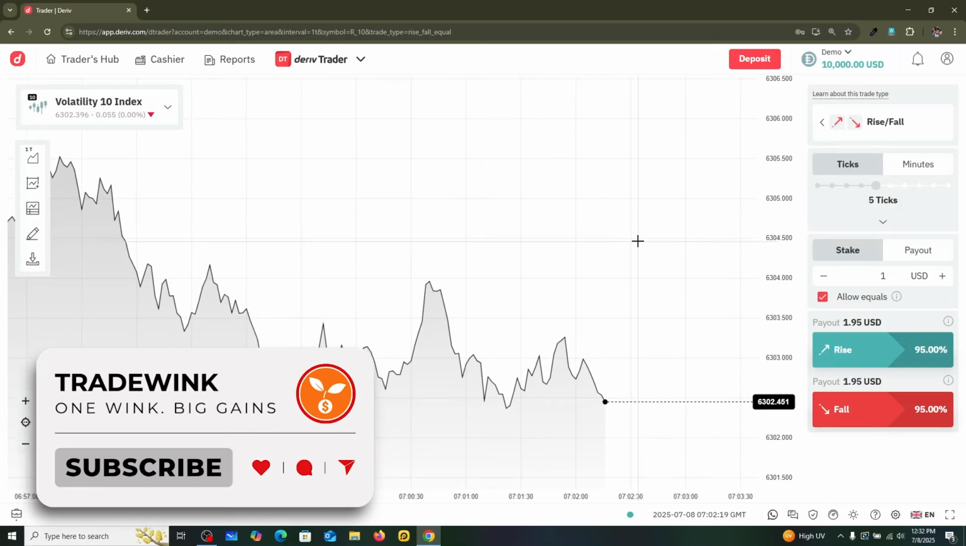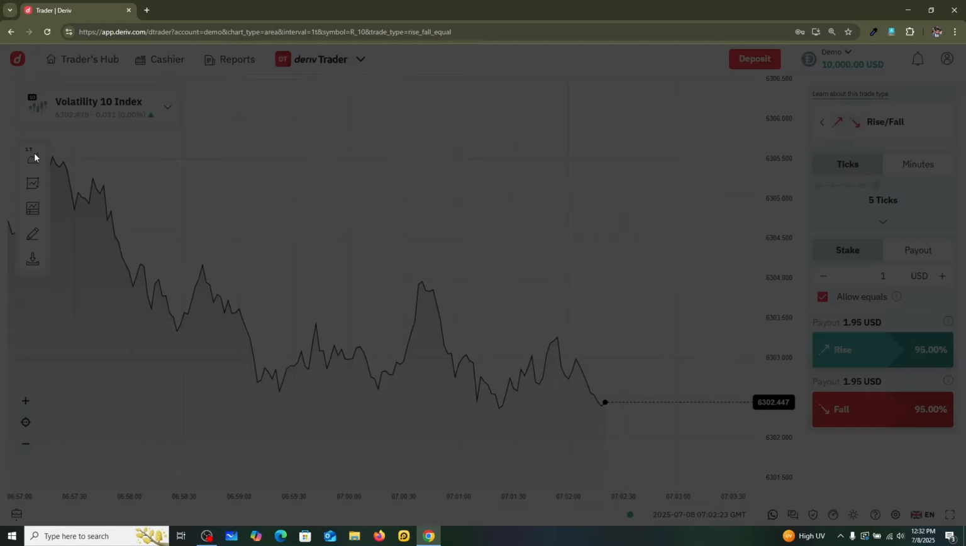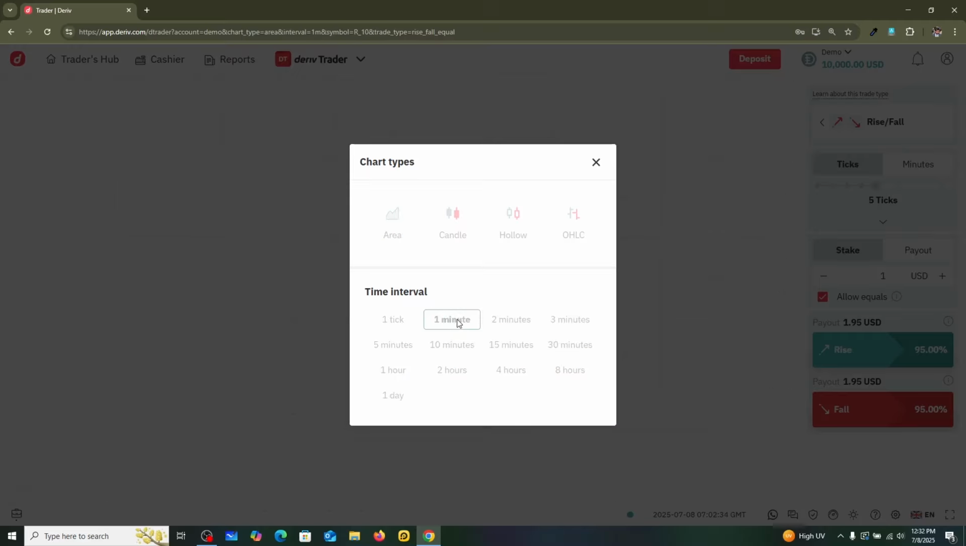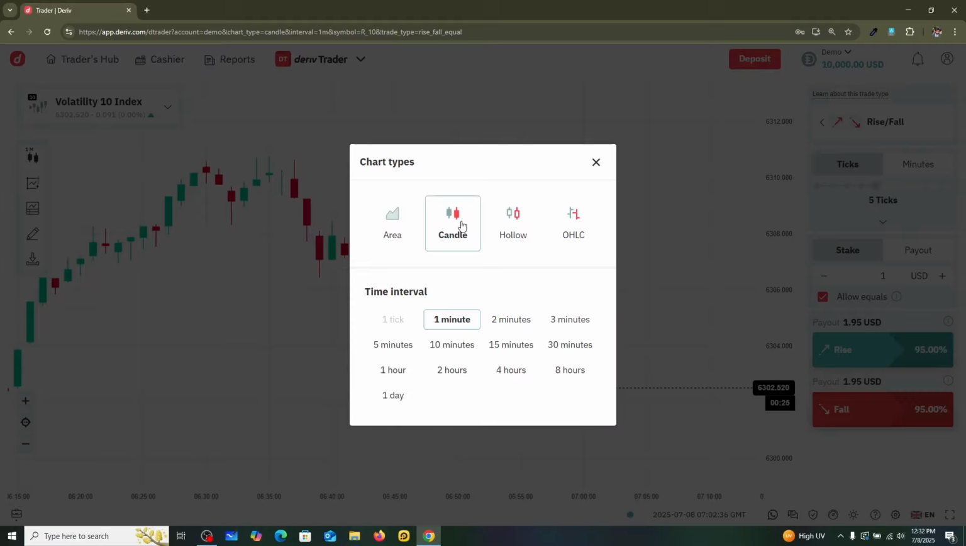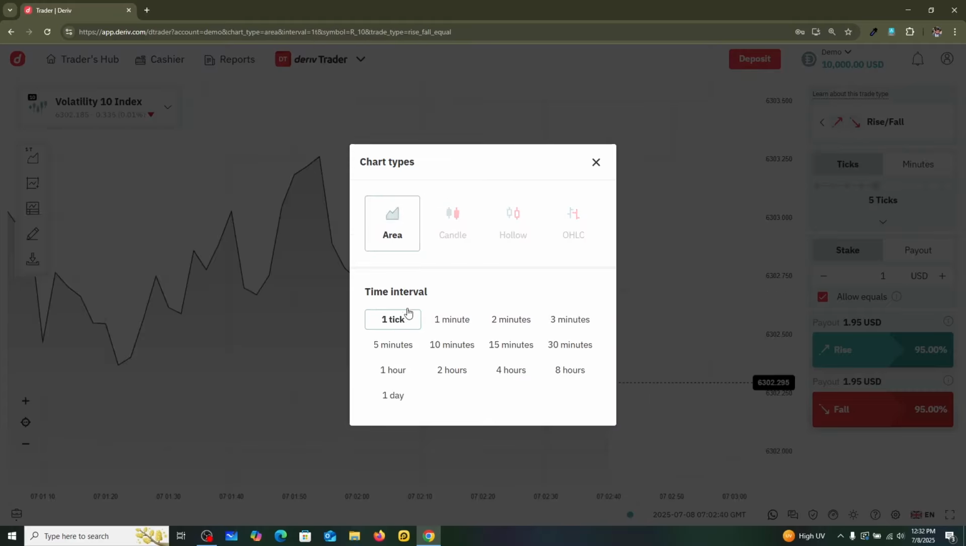As you can see, this is a tick market. If you have something else, you can select chart types here and choose one tick and area. If you need a tick market, it is one tick. If you need a 1 minute chart, you can select here and use candles. For this method, I'm using the tick trading area market.